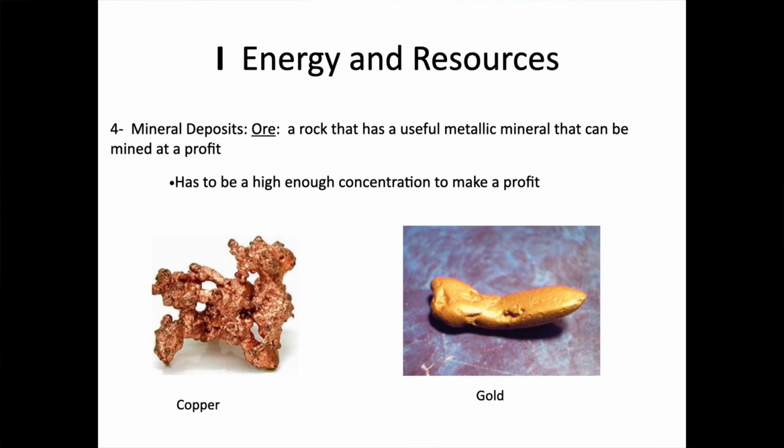So it has to have enough, let's say, iron or copper or gold in that rock that you can mine the rock out of the ground. You can crush it and break it apart and extract the metallic mineral you're looking for, and then sell that mineral for a profit. Okay, paying off everything that you had to do to get it out of the ground, you can cover that cost and still end up with a profit, and then you have an ore.